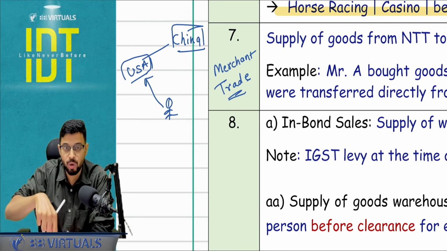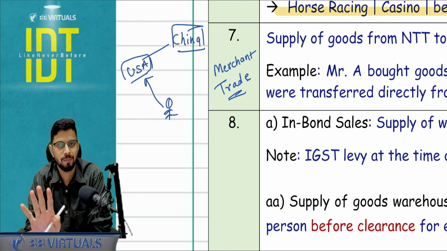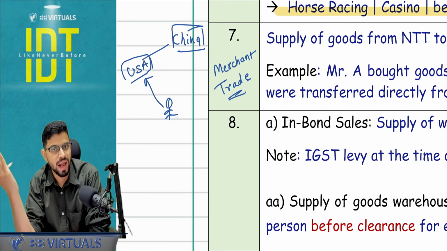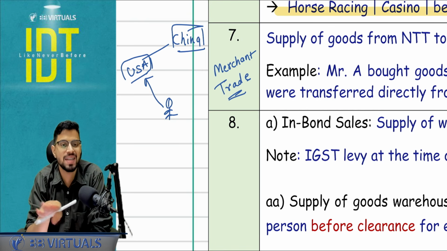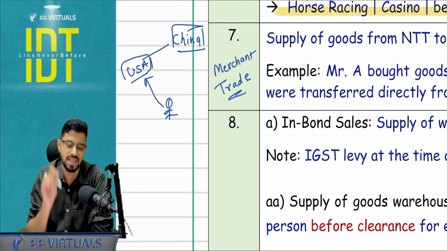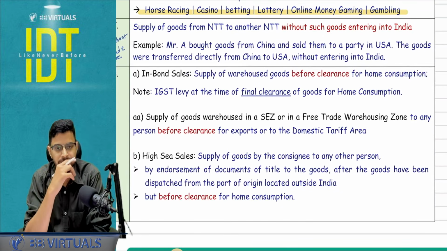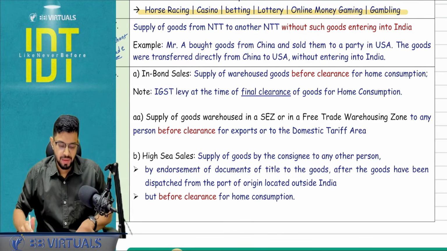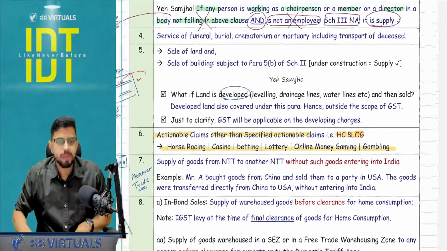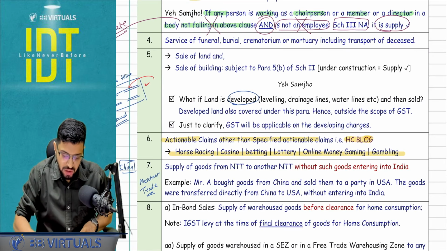So this supply of goods happened without the goods first coming into India. If they first come into India, you clear it, then you supply it, then it is a supply. It can be export supply, but here it is non-supply itself. So neither is it an exempt supply, nor a zero rated supply, it is non-supply itself. Is this clear? Everyone, is this clear? Till paragraph number 7, I hope everyone is with me.